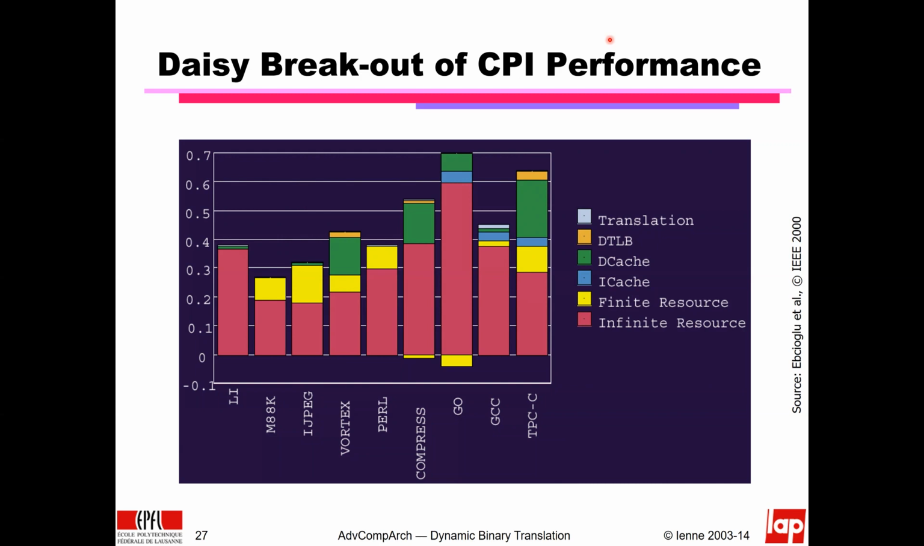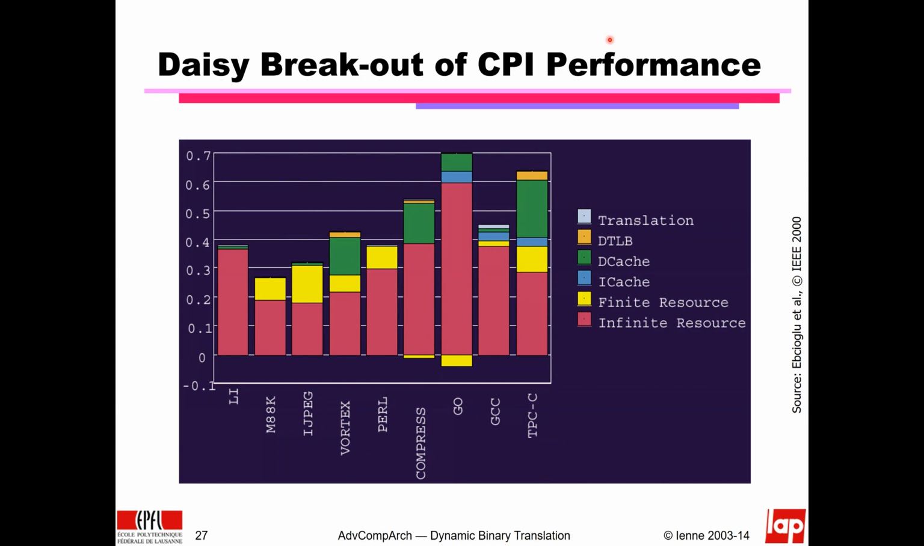The contribution of what slows down, which elements slow down. So the red is the sort of baseline. If I had infinite resources, this is the lowest CPI that I can get, and then a number of things come on top and worsen my performance. Don't ask me why the finite resources are shown negative in compress and go. I don't understand, and I'm not sure you can find an explanation in the original paper.